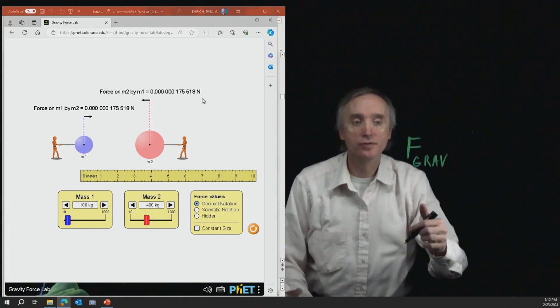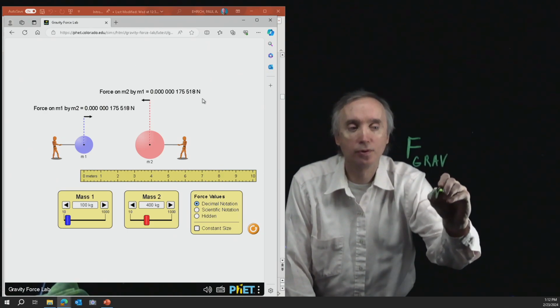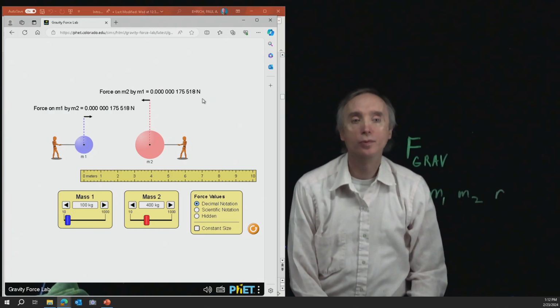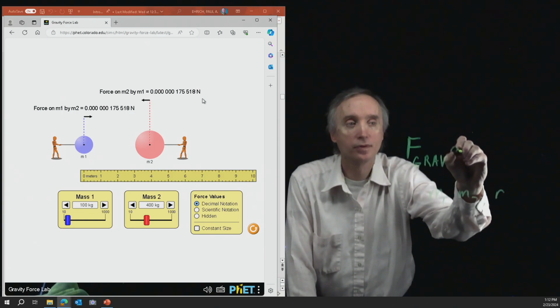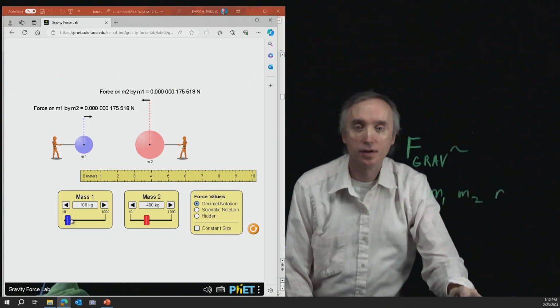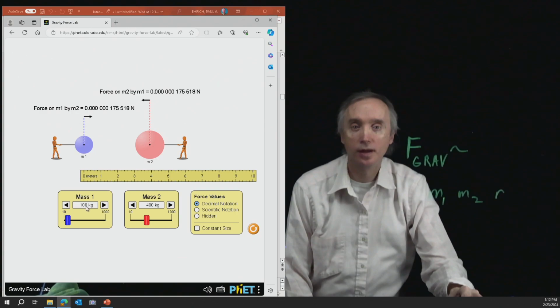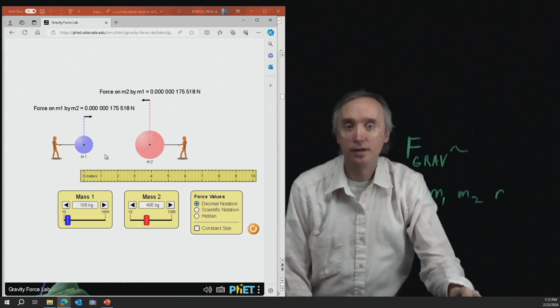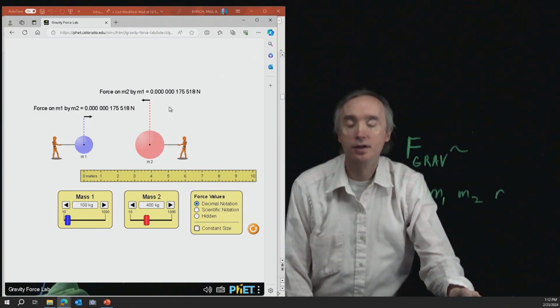Now, our variables are going to be mass number 1, mass number 2, and the distance r between them. What we want to do is try to come up with a proportion for this. Let's first look at mass number 1. Take the slider and move it so that you're doubling mass number 1, and then look at how this number up here changes. You might want to get a scratch piece of paper and write down this number, then double the mass, and look at the number again and see what happens.